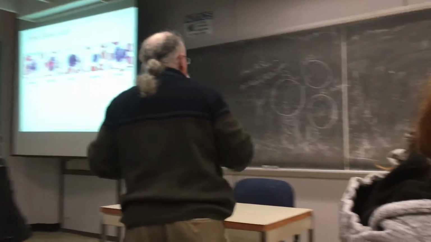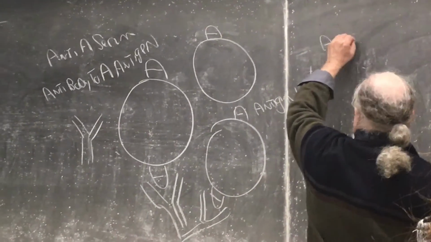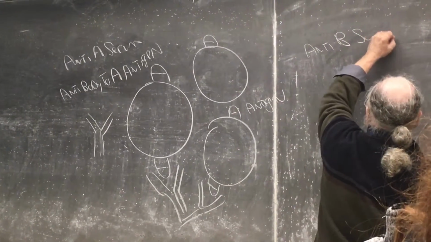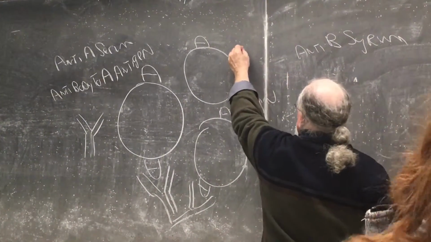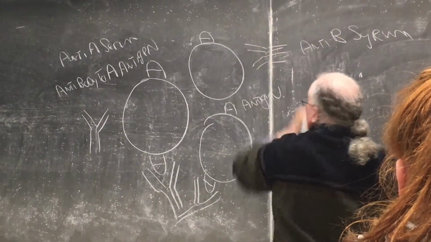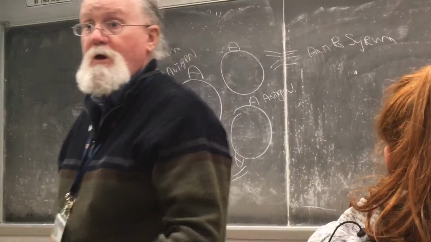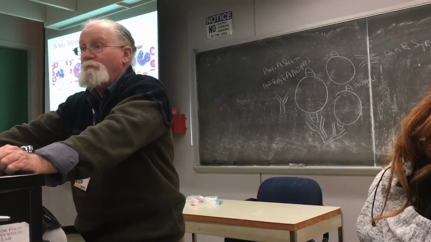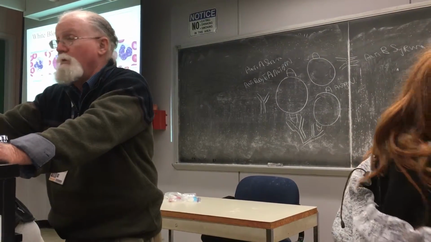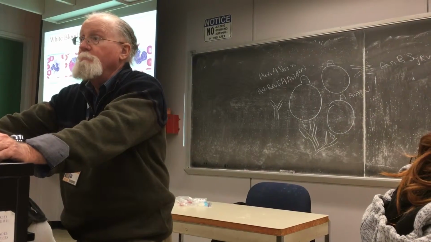So, by the same token, it's not going to attach. It has nothing to attach to. Okay? There's no B on the surface of the blood cell. So there can be no attaching, there can be no clumping. Okay? With me so far?